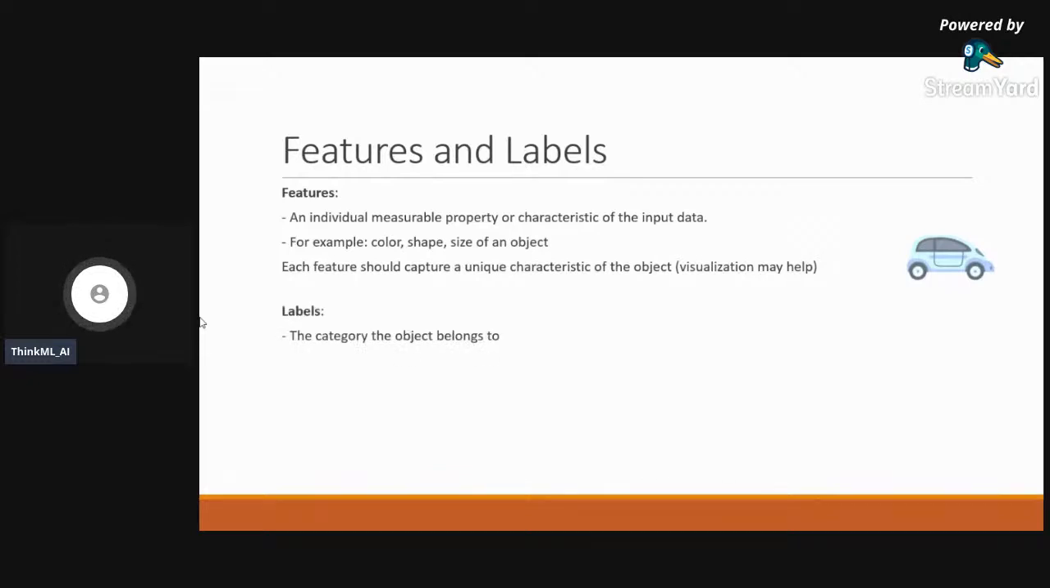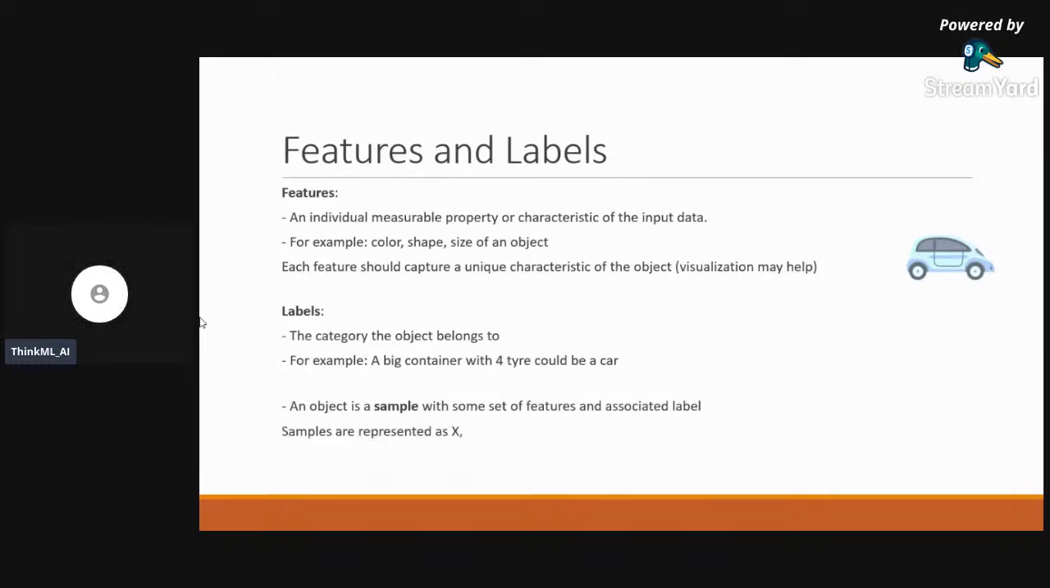Okay, so the labels are the category the object belongs to. For example, this image belongs to car. Okay, so for example, the big container with 4 tires could be a car. Okay, an object is a sample with some set of features and associated labels. So for example, we are calling this particular object a sample in machine learning.